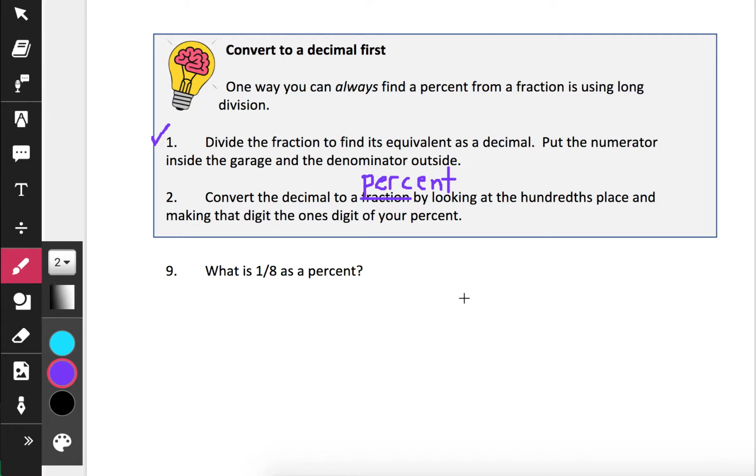1/8 as a percent. Well, first we're going to do step 1, convert to a decimal. So we're going to put the 1 inside and the 8 outside, right? Because 1/8 means 1 divided by 8. 8 can't go into 1, so we add a 0.0 here. And as soon as you do that, add the decimal point up here above the garage. 8 goes into 10 once.